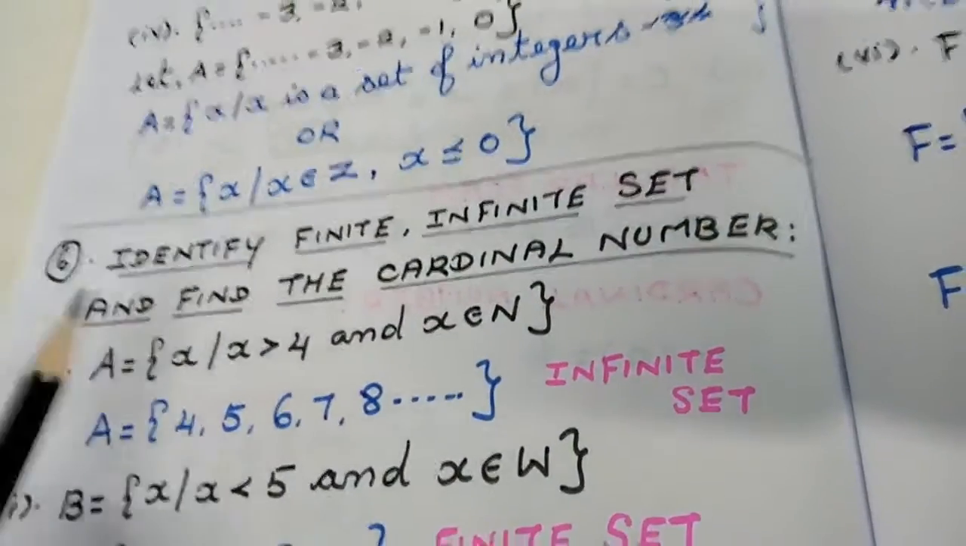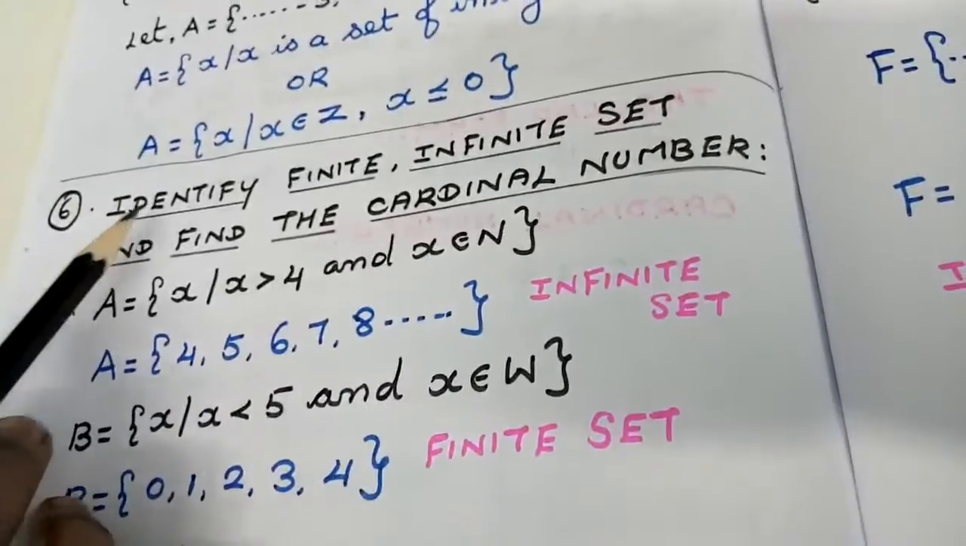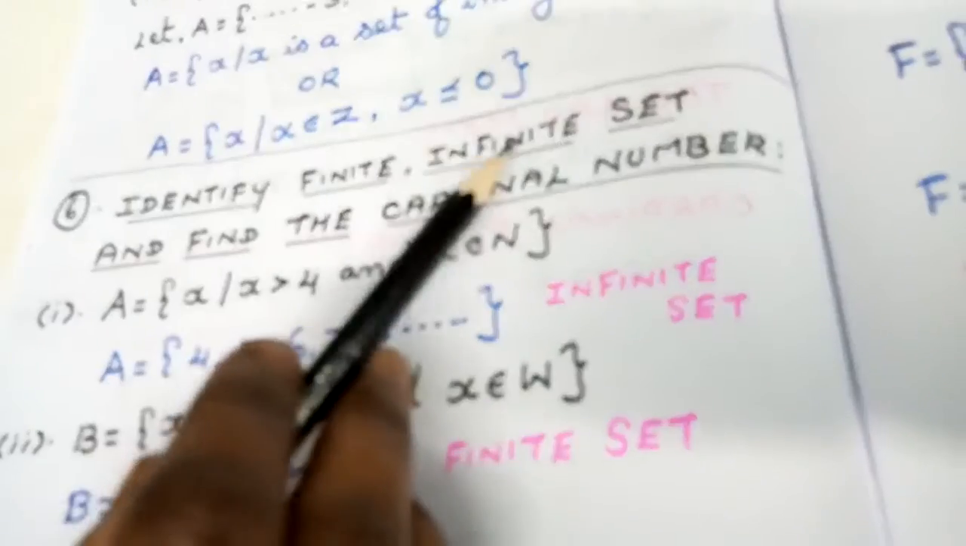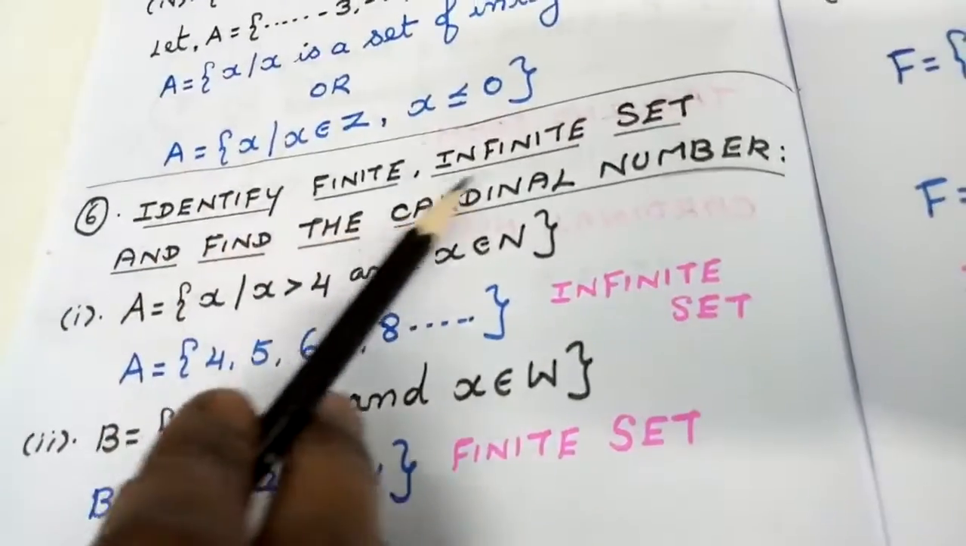Understand it. The last concept for today's class, we are going to see this one: identify finite and infinite sets and find their cardinal number.